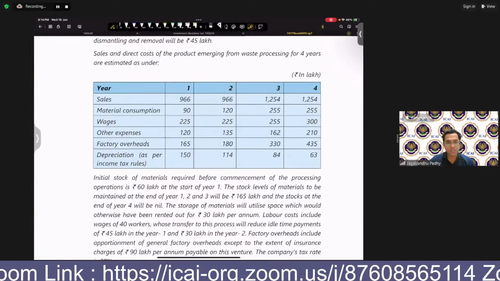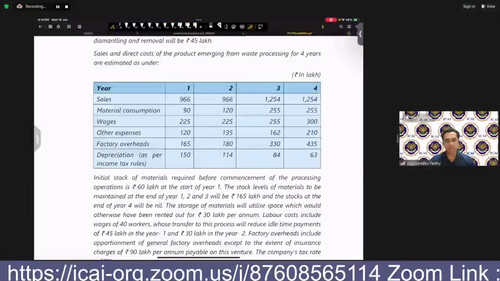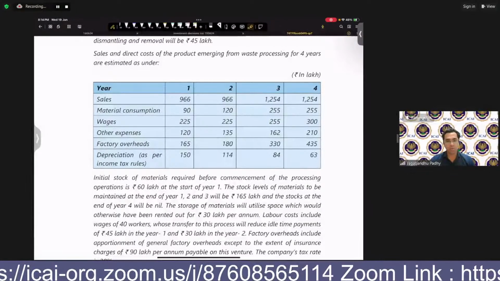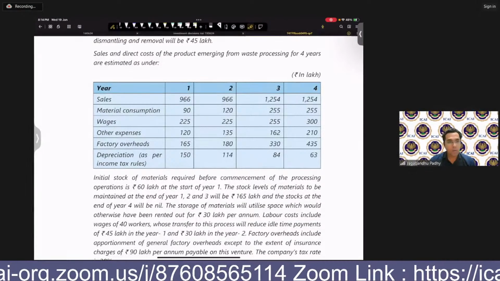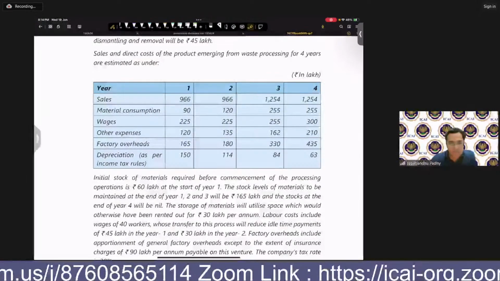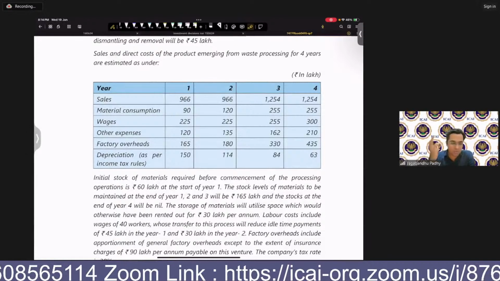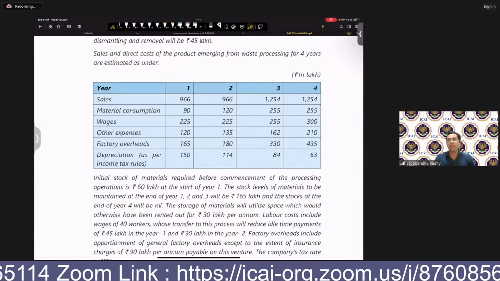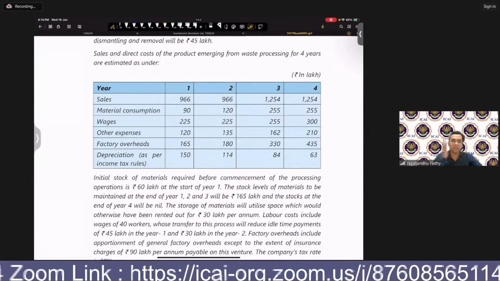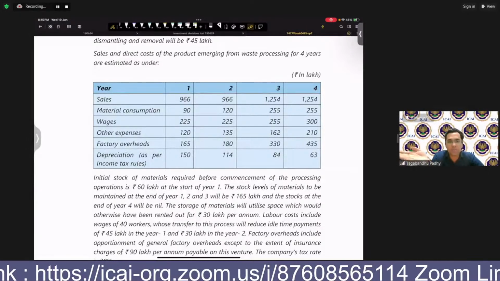What is a mutually exclusive project? Well, mutually exclusive projects are those projects where, suppose there are two projects, you can select either one of them. So if you are selecting project A, you cannot select project B, and if you are selecting project B, you cannot select project A.